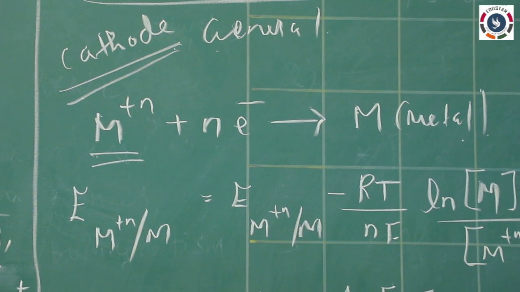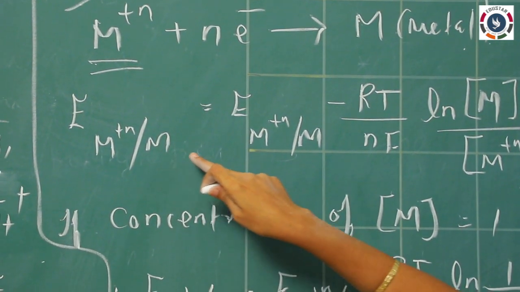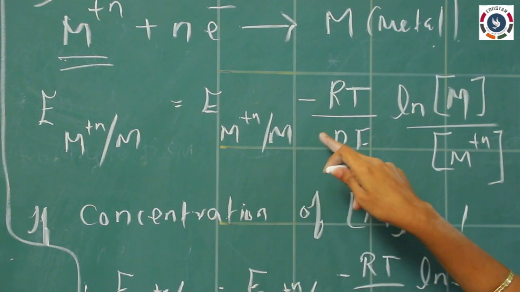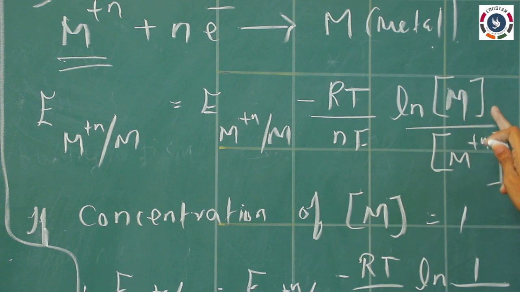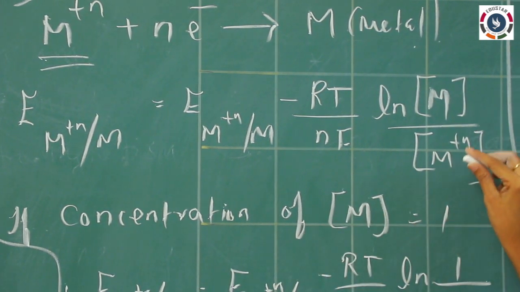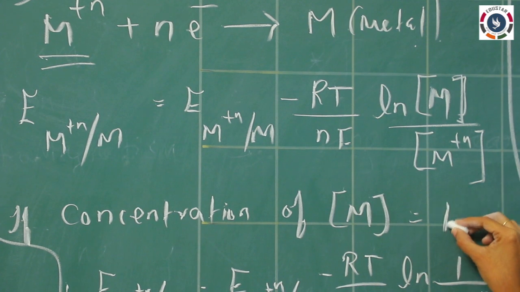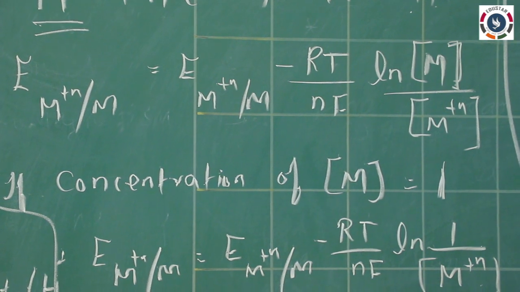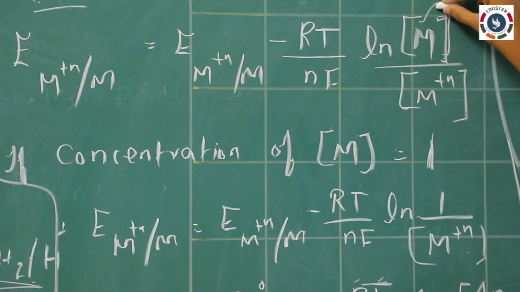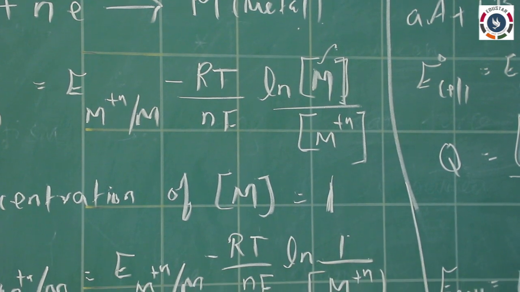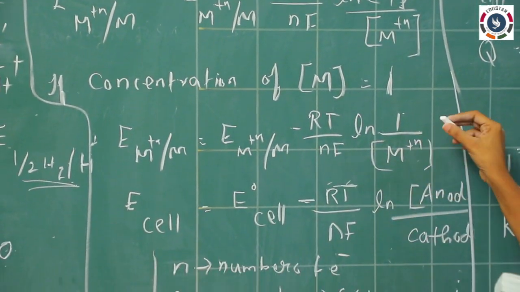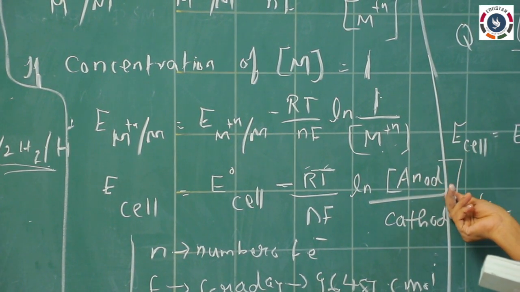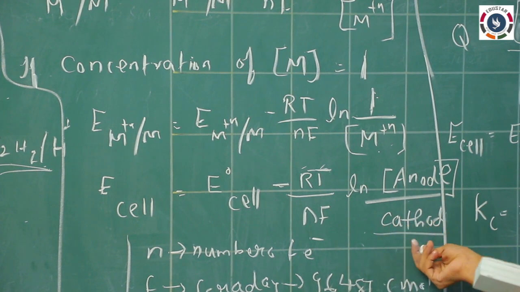So this is the EMF of the cell: E is equal to E naught of M plus n divided by M, minus RT by nF ln of M by M plus n. Assume the concentration of the metal surface is equal to 1. So I am writing all the steps as in the previous step, and I am replacing this M alone as 1. In the next step, this is the anode part and this is the cathode part, so I have written the anode in the numerator and the cathode in the denominator.